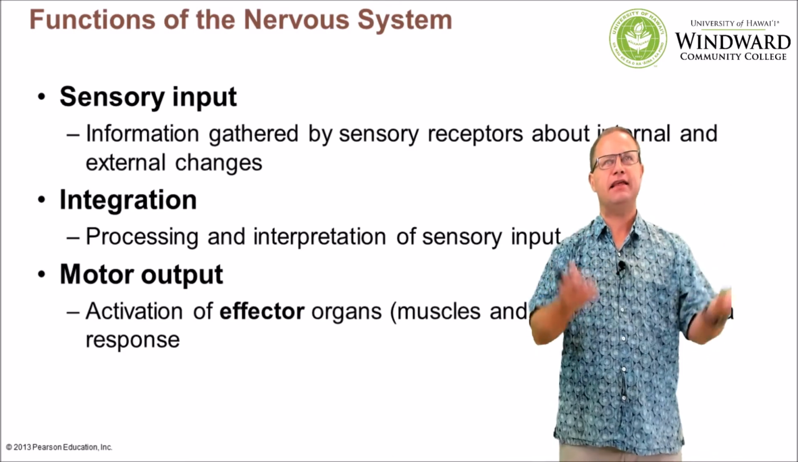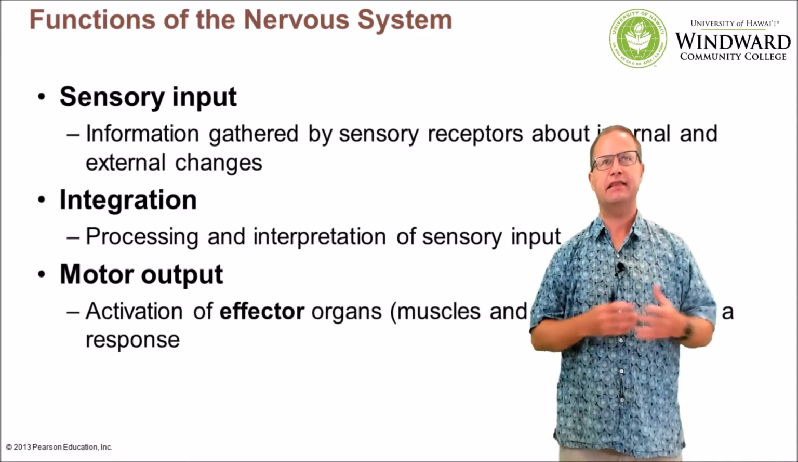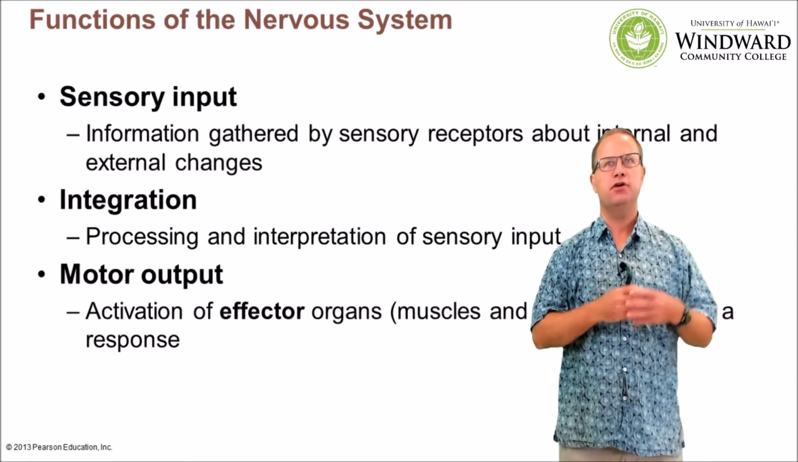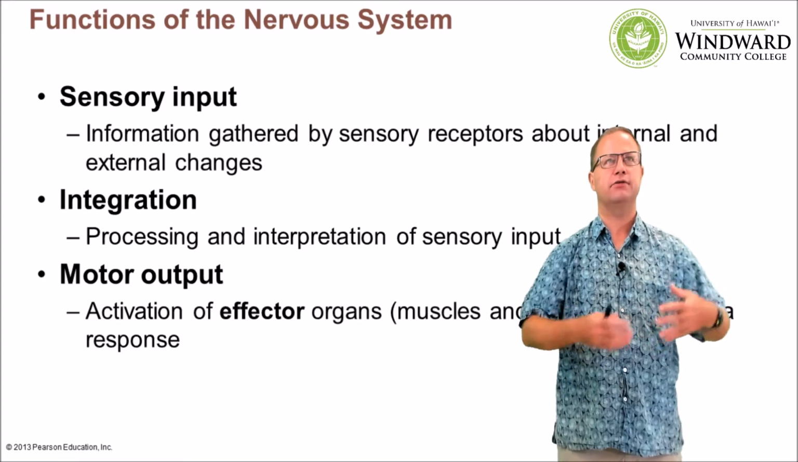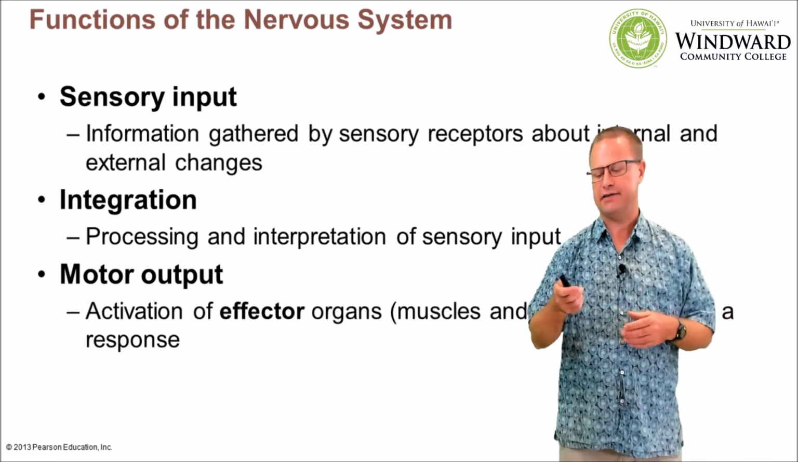And finally, given that information, we might make a decision to do something. We might want to move our arm or something like that, and that is called motor output. So motor output involves nerves that travel down to our skeletal muscles, but also to our glands and cause our muscles to contract or activate the glands.